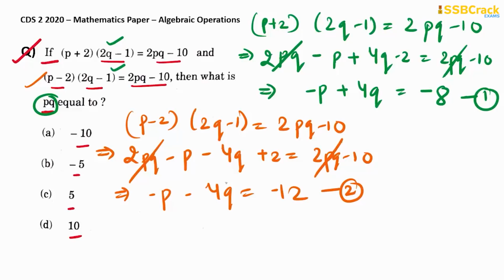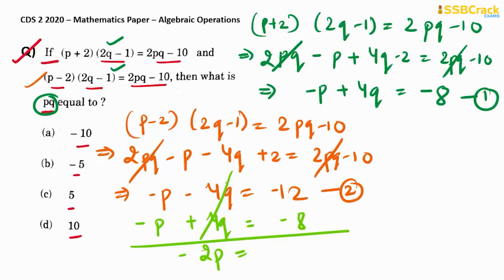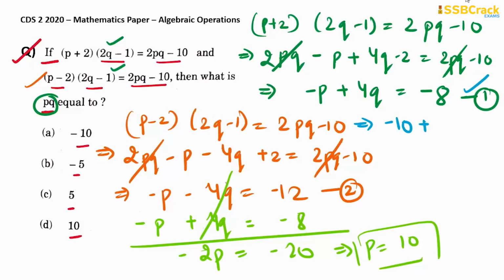Okay. So here we can write this first equation and it will be minus P plus 4Q is equal to minus 8. Now we can add both the equations. So this will cancel out. It will be minus 2P is equal to minus 20. This implies P is equal to 10. Okay. Now we can put this value in this first equation. So it implies minus 10 plus 4Q is equal to minus 8. So 4Q is equal to 2 and Q is equal to 1 by 2.